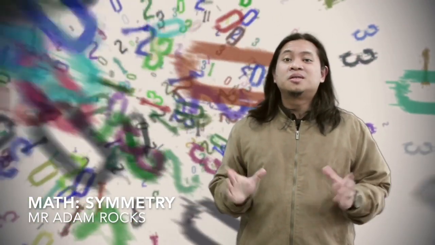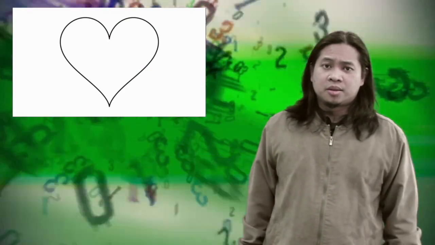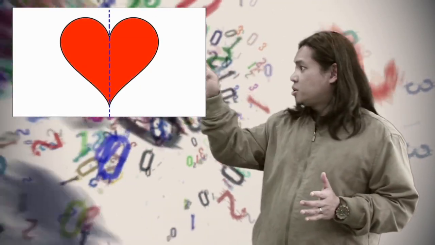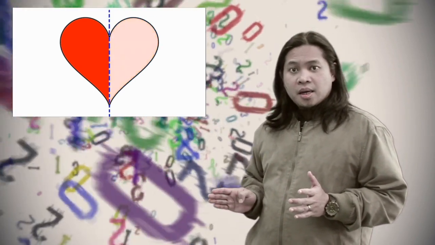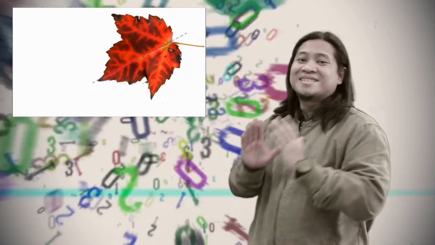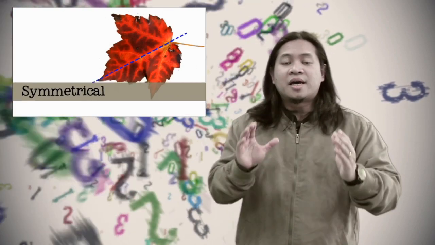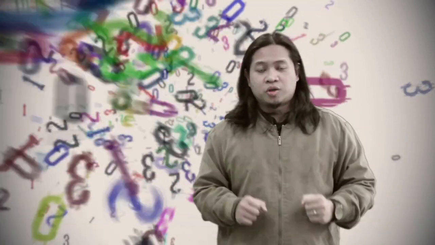Hello and welcome to today's lesson on symmetry. Today I'm going to show you symmetry in real life. But before we go, what is symmetry? Now, symmetry is when you draw an imaginary line and you will see that both sides of the line look exactly the same. They look like a mirror image. That is what we call symmetry.